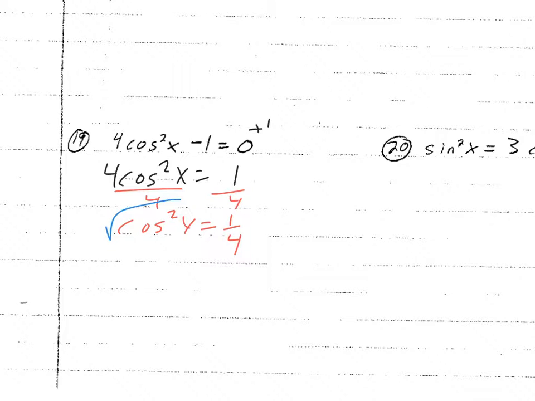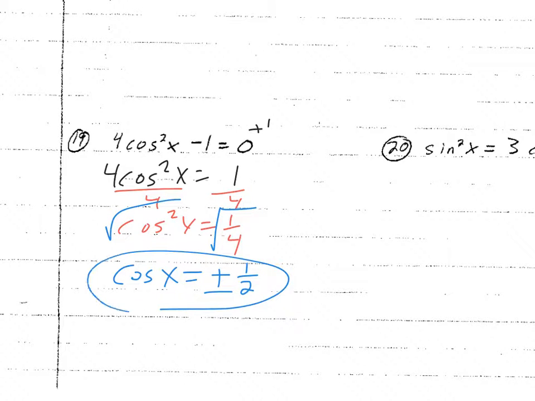Cosine squared x is going to equal 1/4. Now I'm going to take the square root of both sides. So the cosine of x now equals plus or minus. Square root of 1 is 1, and the square root of 4 is 2. So I'm going to have two different values I have to look up in the cosine slot. I have to look up the positive 1/2 and also the negative 1/2.